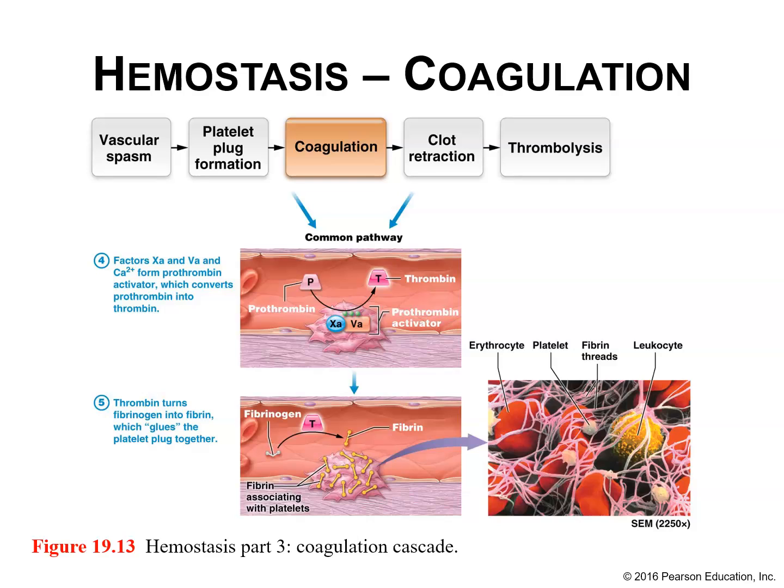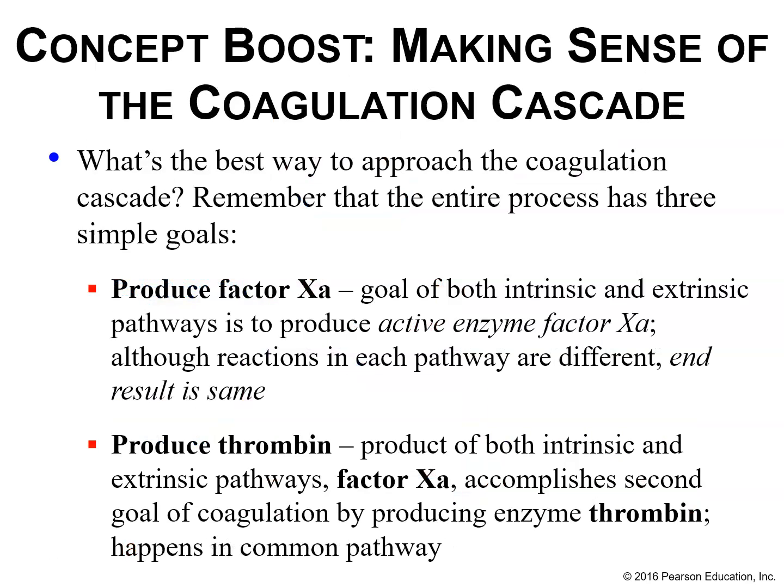So after the coagulation cascade, then you'll have the last portions of the coagulation. Okay, what's the best way to remember it? Remember, 3 goals are going to occur in coagulation. First, you have to produce factor 10A. Remember, that's sometimes called the common pathway because it's the goal of both the extrinsic and the intrinsic pathways to produce active enzyme factor 10A. Even though the reactions are different in each pathway, the end result is the same.